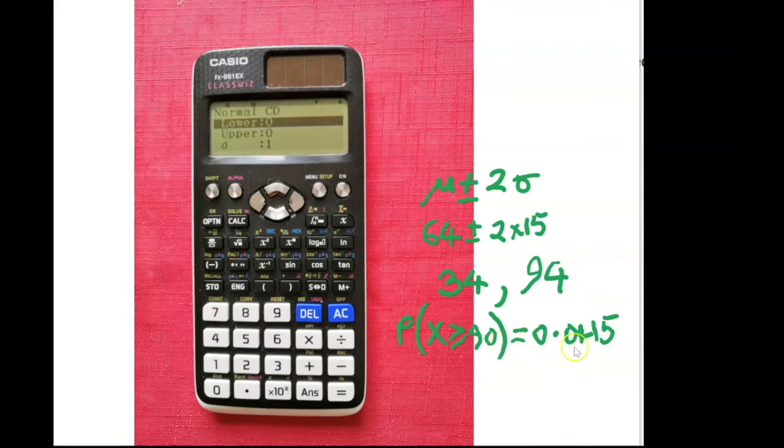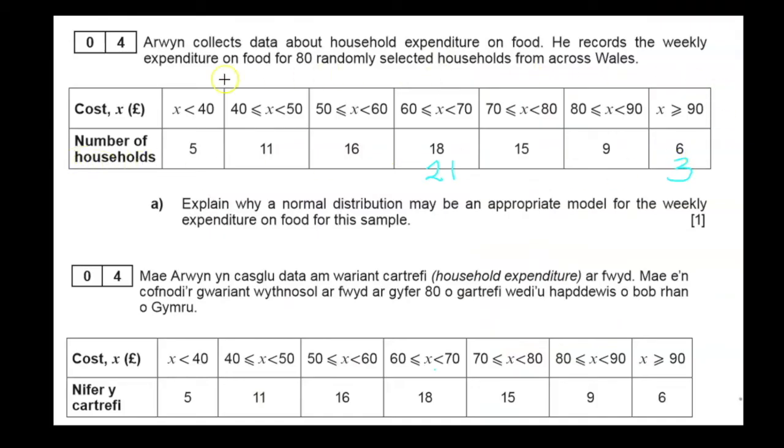And we get an answer of 0.0415, but there were 80 households in the sample, so we times by 80 and get 3.3214. So there are roughly 3 households, if we round down, that are greater or equal to 90. So if we look at our original table of results, we got an answer between 60 and 70 of 21 households, and we got an answer of greater or equal to 90 of 3 households. So our 21 is too large, and our 3 is too small.